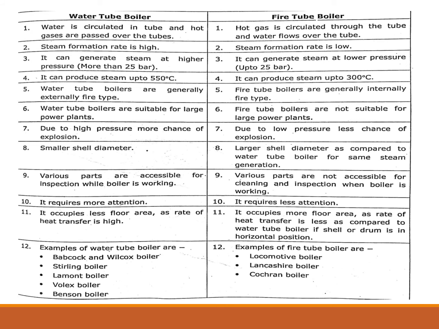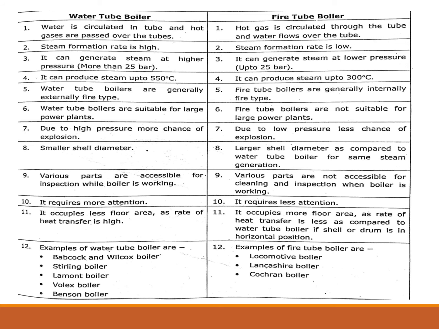Difference between water tube boiler and fire tube boiler. In water tube boiler, water is circulated in the tube and hot gases are passed over the tube. In fire tube boiler, hot gases are circulated through the tube and water flows over the tube. In water tube boiler, steam formation rate is high. In fire tube boiler, steam formation rate is low. Water tube boiler can generate steam at higher pressure; fire tube boiler can generate steam at lower pressure.